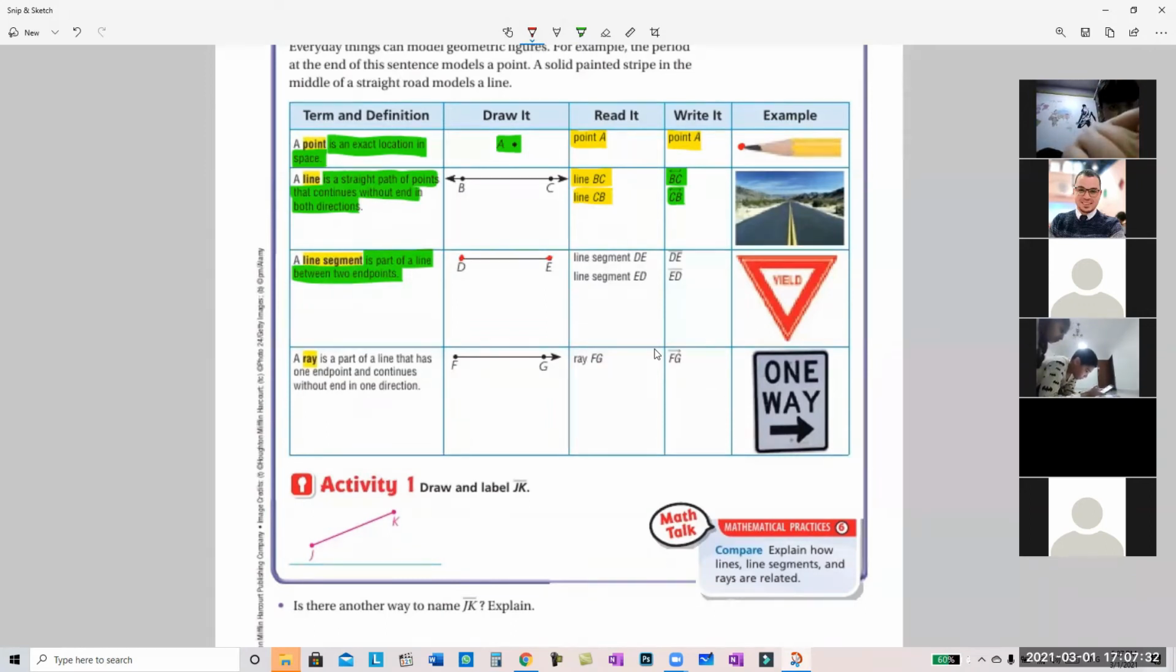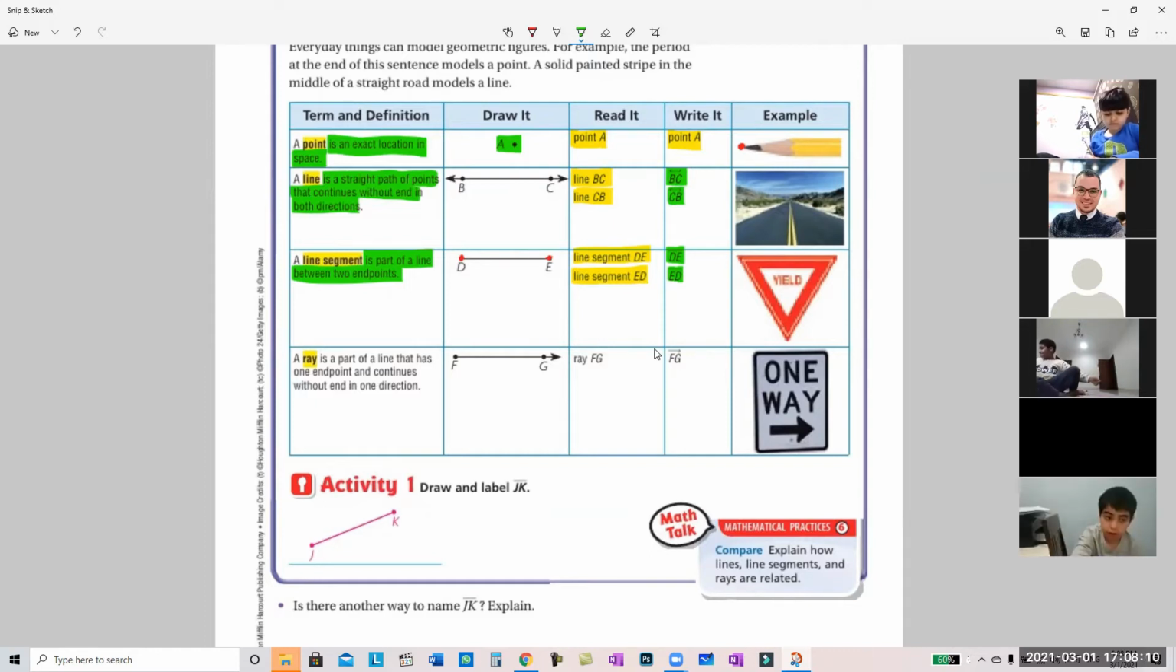Okay, and by the way, for a line segment we can use a ruler to measure it. So we have a line segment, it has a specific length, and we can read it like line segment DE or line segment ED. And as we learned before, we can write it DE or ED, and the small figure above it denotes a line segment.